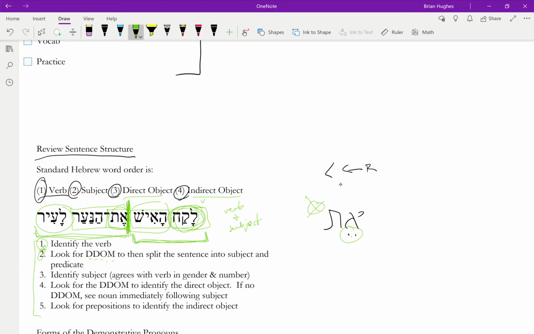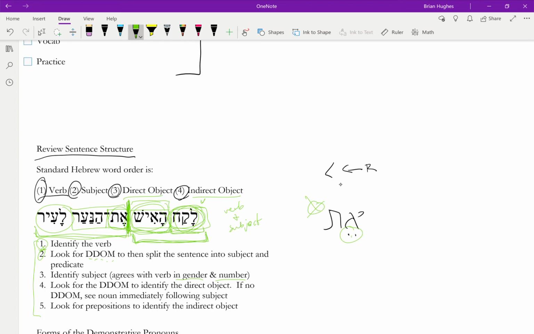Next, identify the subject. Just remember that the subject is going to agree with the verb in gender and number. If it's a construct phrase, it's going to be the first word in the construct phrase that is the subject. It could be a personal pronoun, or, because the Hebrew verb already has the subject built in, there may not be a subject. However, if there is a noun in between the verb and the definite direct object marker, that is the subject. So make sure you spot that.